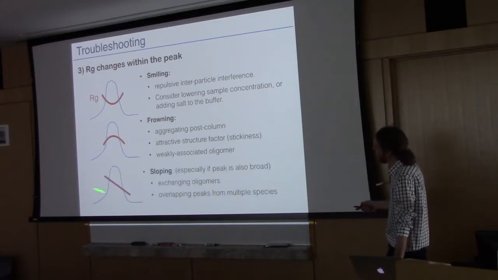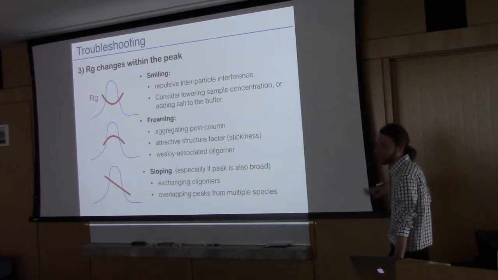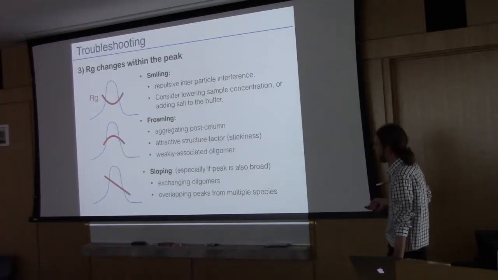And this is kind of the more common situation where it doesn't look like a single thing, you have this sloping Rg. This could be exchanging oligomers, it could be highly overlapping peaks from multiple distinct species. So this is something that you want to investigate further.